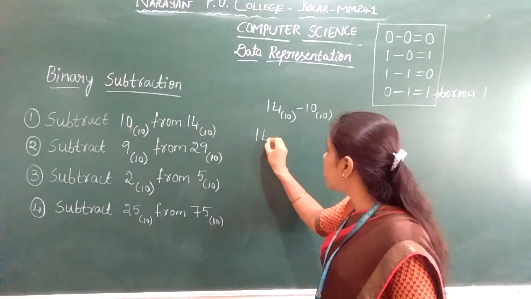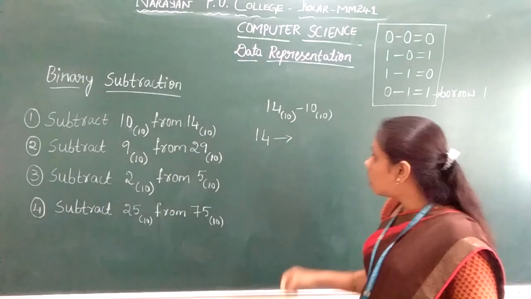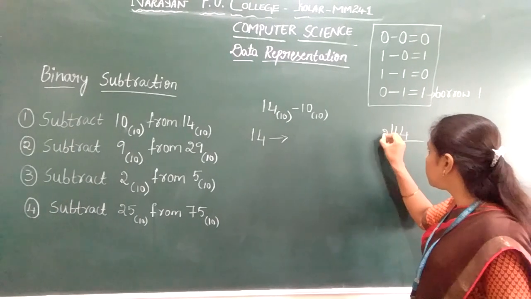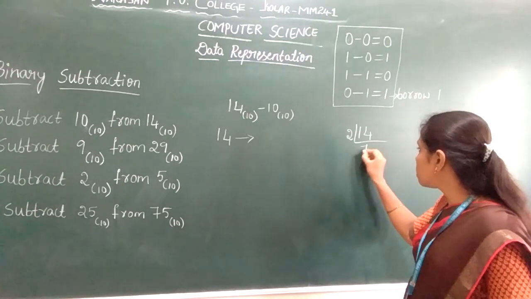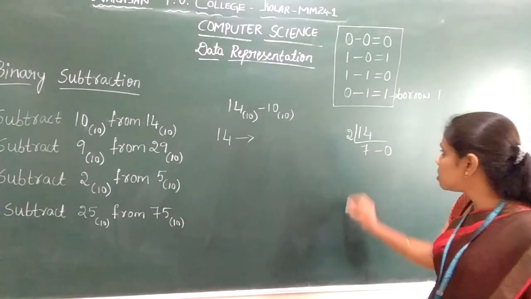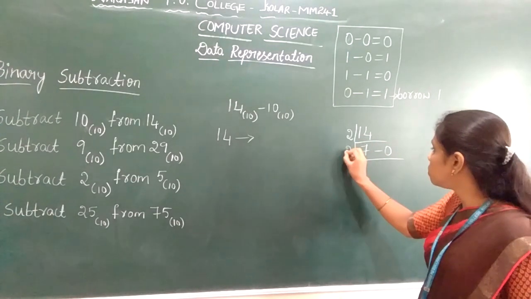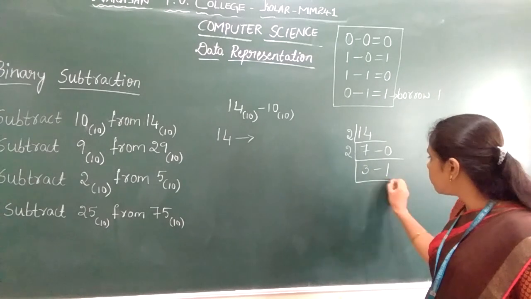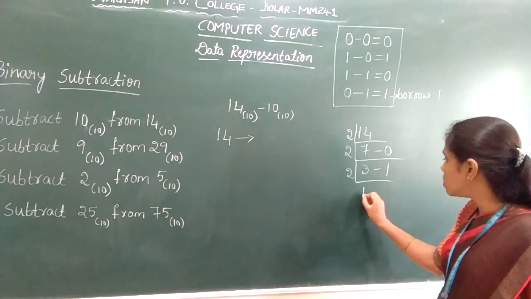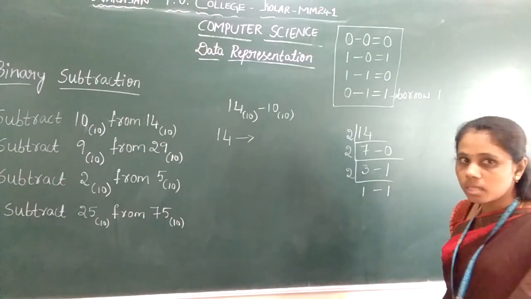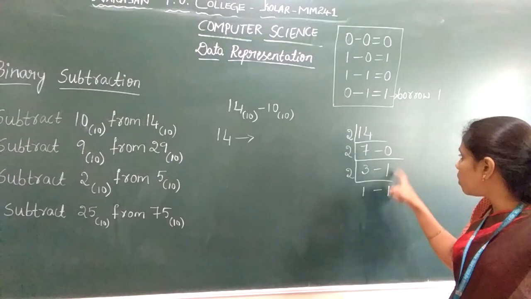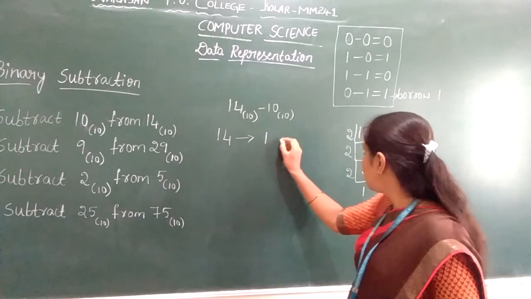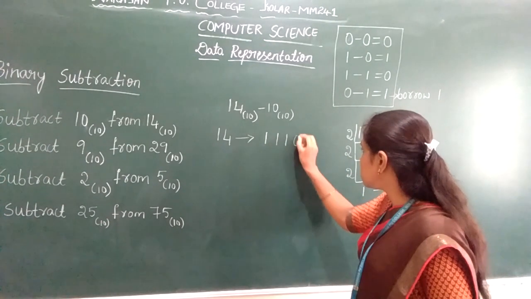First find out the binary value for 14. How to find out binary value? Divide the given number by 2. 2 7s are 14. The remainder is 0. 2 3s are 6. The remainder is 1. Again divided by 2. 2 1s are 2. The remainder is 0. Now 1 1 1 0 is the binary equivalent value for 14. I will write 1 1 1 0.